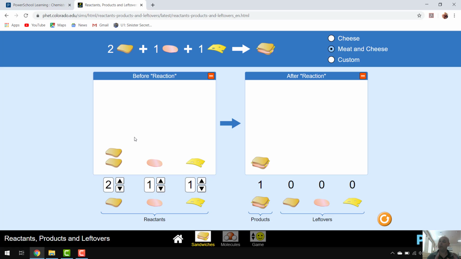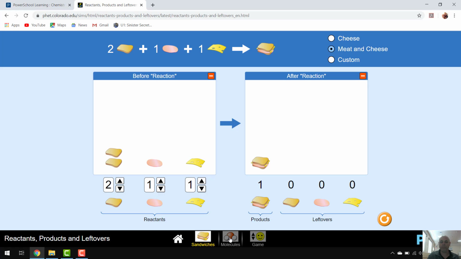Now, it's not separate like they were in the reactants. In the reactants, all 3 of those pieces were separate: the bread, the meat, and the cheese. In the products, now it's one thing. It's the sandwich, but it still has 2 pieces of bread, 1 piece of meat, 1 piece of cheese.